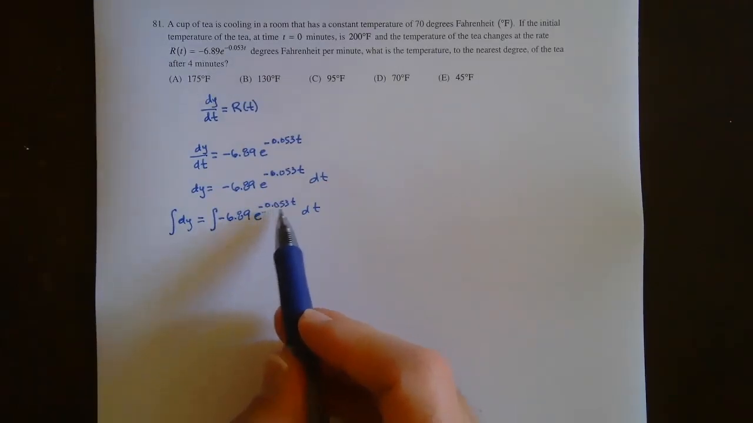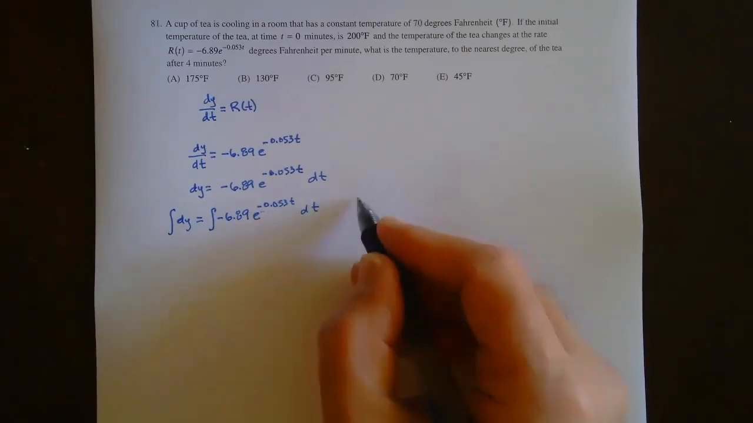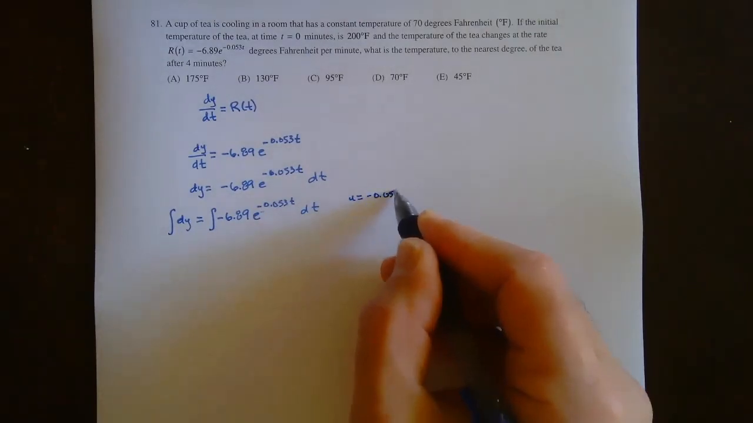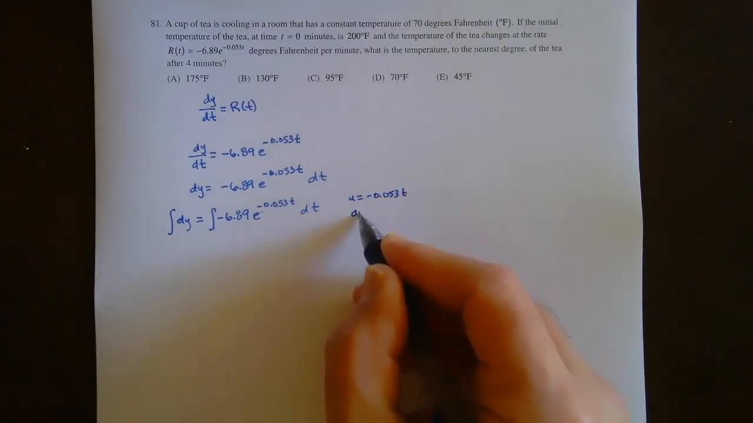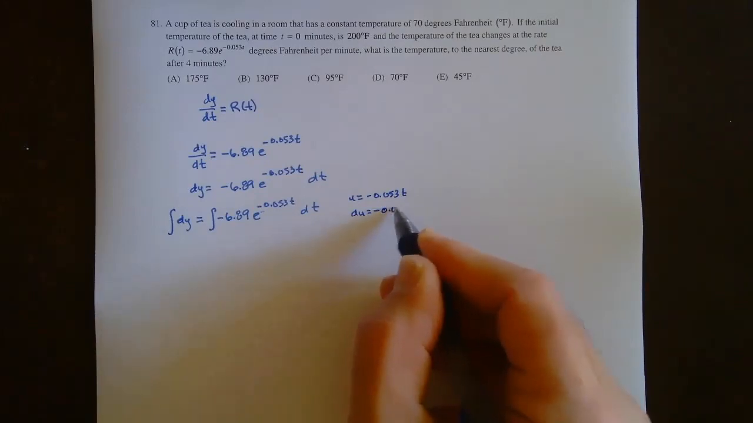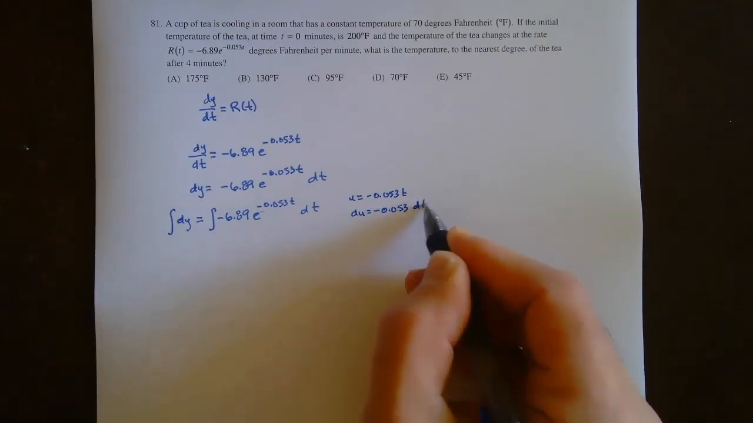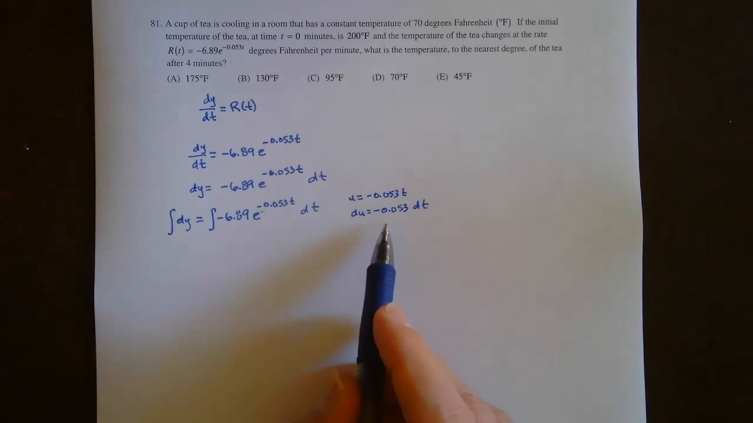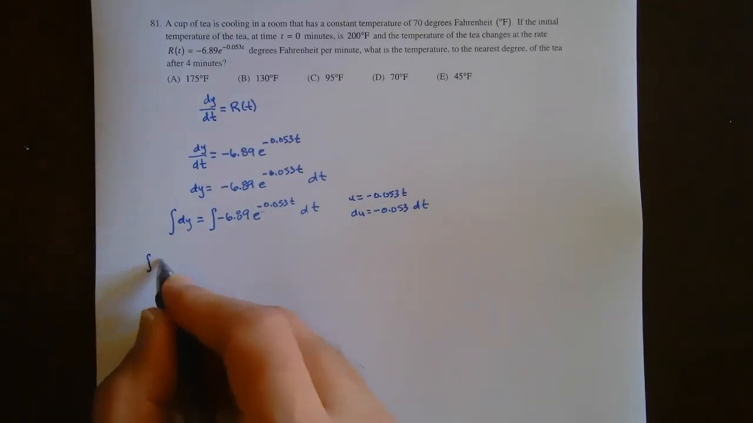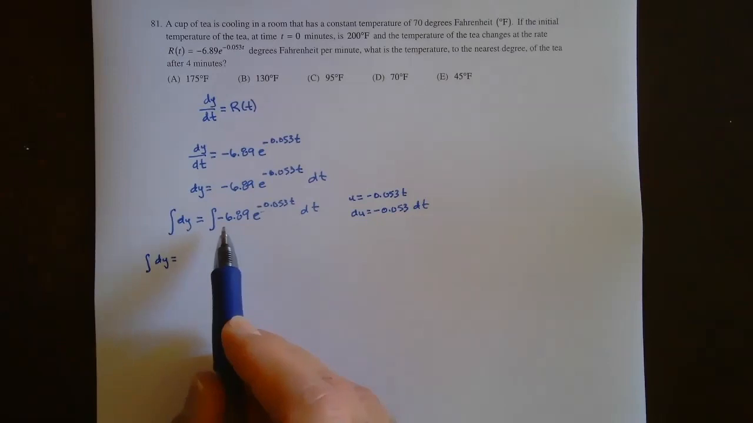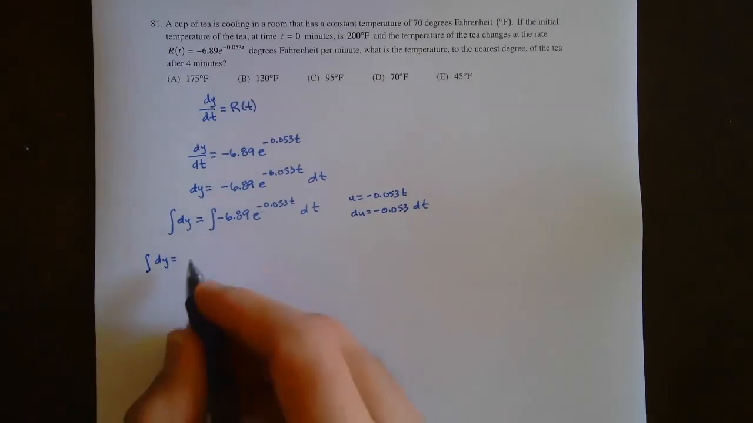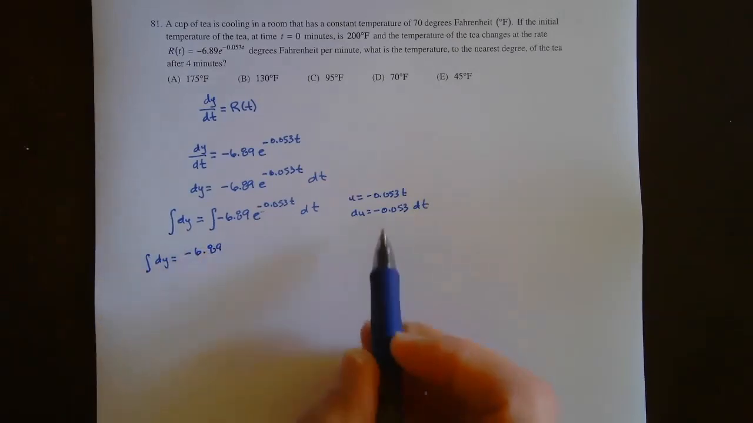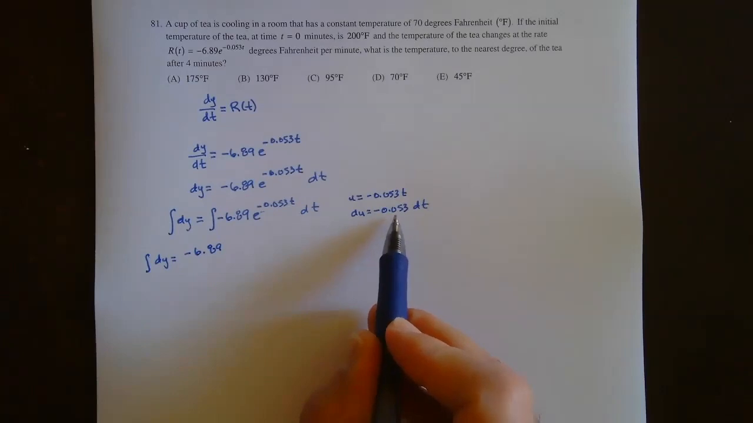Now, if this was e to the t, we would know how to do this, right? But it's not. It's e to the negative 0.053 t. So we could do a u substitution and let u equal negative 0.053 t, and then du would be negative 0.053 dt. All right, so then I need to multiply and divide by this negative 0.053. So I have the integral of dy is equal to, and I'm going to bring this negative 6.89 out because that's a property of integrals that you can use with constants. I need to multiply dt by this number, but I also need to divide.